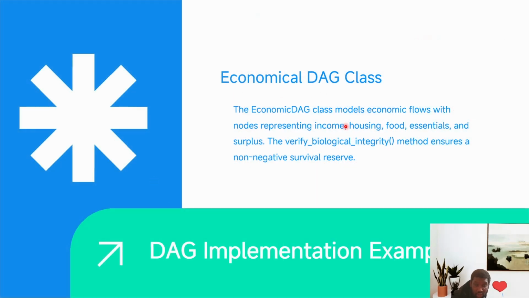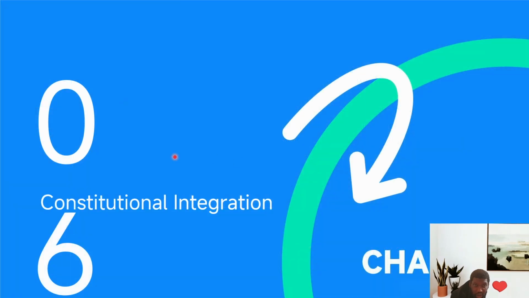The current DAG model groups flows, housing, food, plus directed graph, ensuring non-negative survivability. You don't want to lose any food for one day. Okay. Constitution integration, very important. So we've got a graph model, the DAG model, the Hamilton cycle model, based on what the sector is, what the job is, what the role is, and the error propagation models.